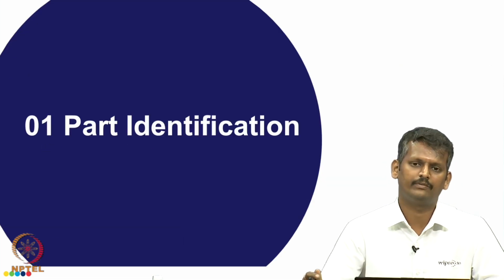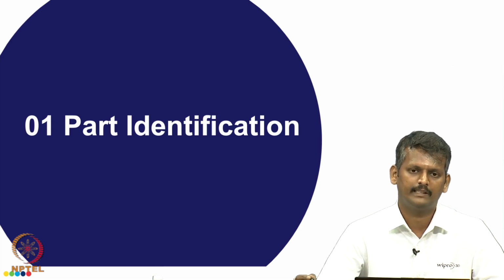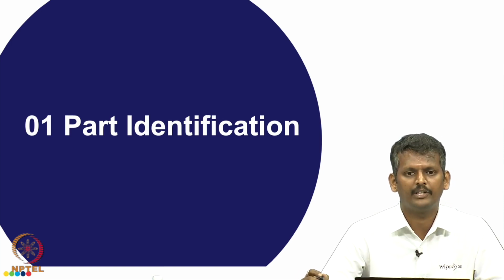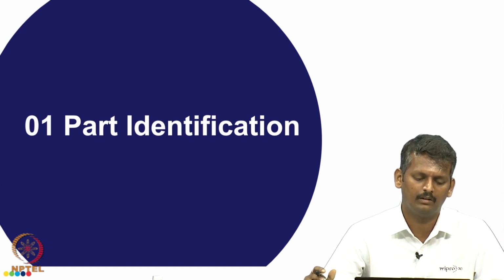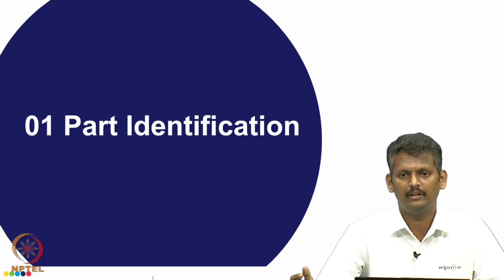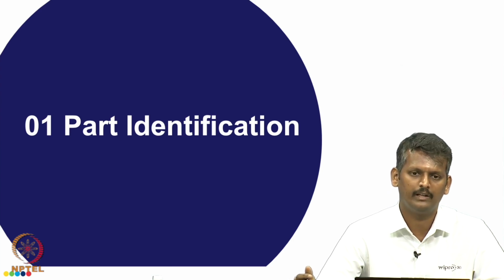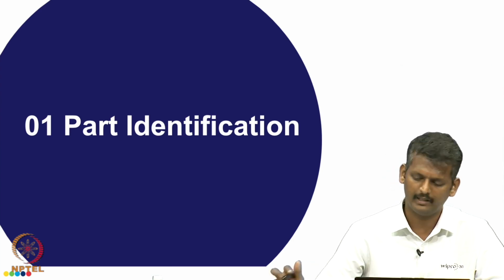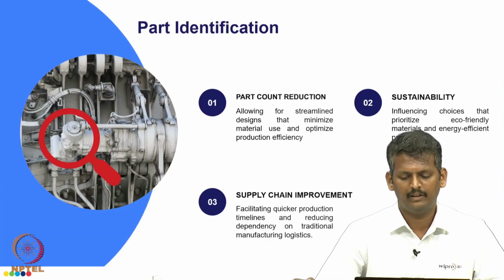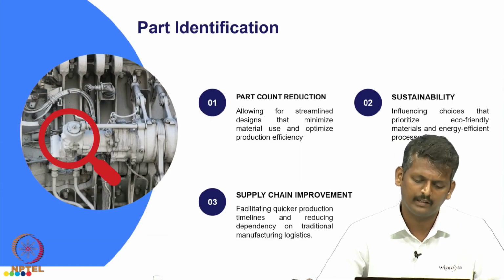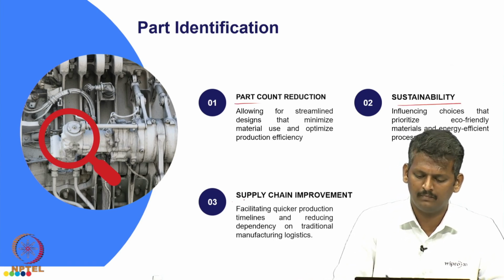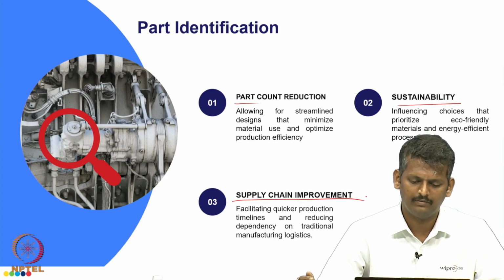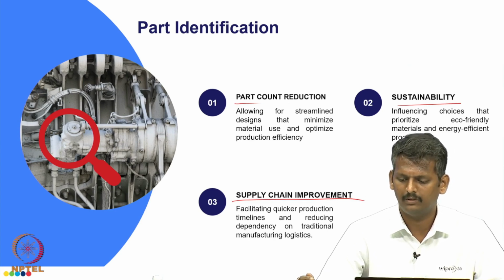Now let us start with part identification. As I earlier told you, part identification is like identifying the perfect part for additive manufacturing. There are different factors involved in it, and there are different benefits we get out of it. These are the three main factors you can consider. There are some other factors as well, but these are the three involved in the part identification step. First, part reduction; second, sustainability; and third, supply chain improvement.